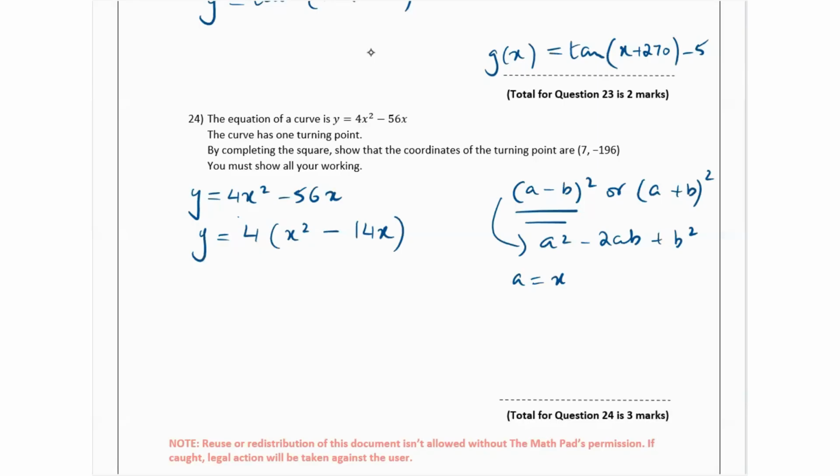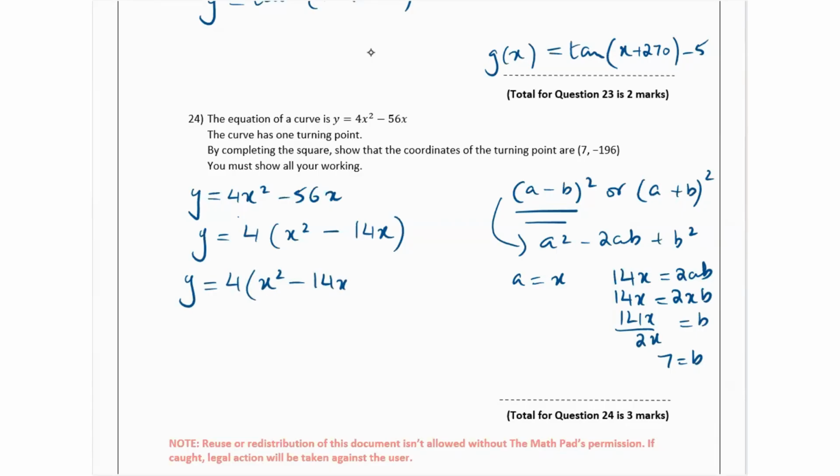To figure the b value out, we put 14x equals 2ab. a is x, so replace a with x, so it becomes 2xb. Now 14x divided by 2x is 7. So b is 7, which means to complete the square, we will add 7 squared in the bracket, but we will subtract it as well. The reason we're subtracting it as well is because there was no plus 7 squared in the equation. We just randomly added it. So to maintain a balance, we have to subtract it as well. So there's going to be a minus 7 squared as well.